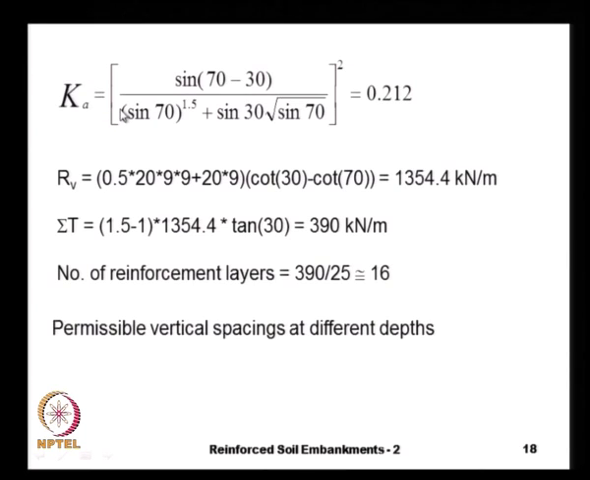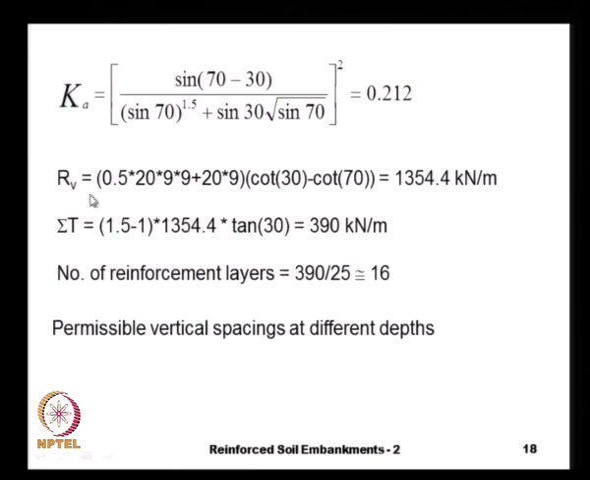Our Ka for this case is, if we substitute a beta of 70 degrees and a friction angle of 30 degrees into that equation, we get 0.212. For a vertical soil retaining wall having a friction angle of phi, our Ka is 1/3, that is 0.33, whereas here this value is much lower, 0.212.